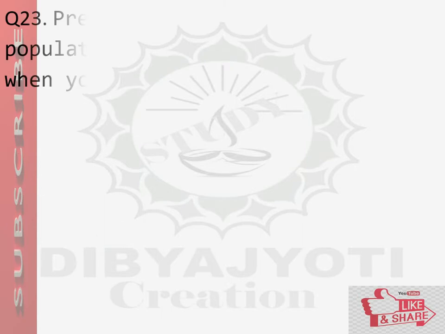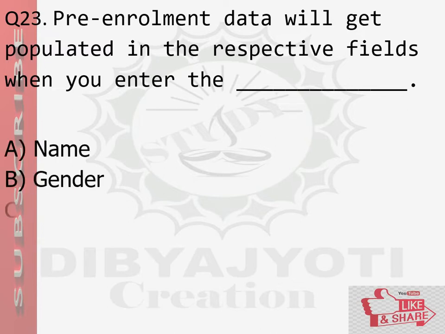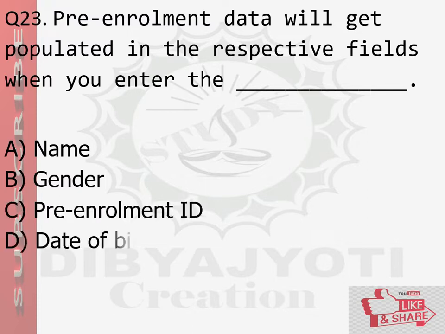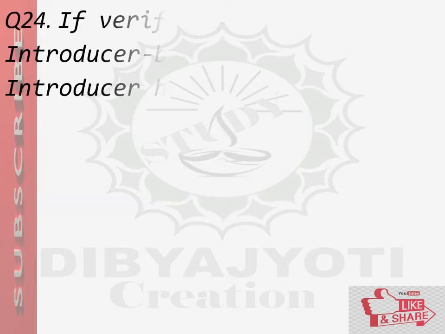Next, pre-enrollment data will get populated in the respective fields when you enter the dash. Options are option A name, option B gender, option C pre-enrollment ID, option D date of birth, and answer is option C pre-enrollment ID.